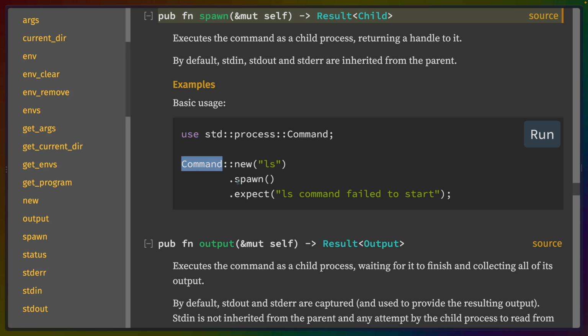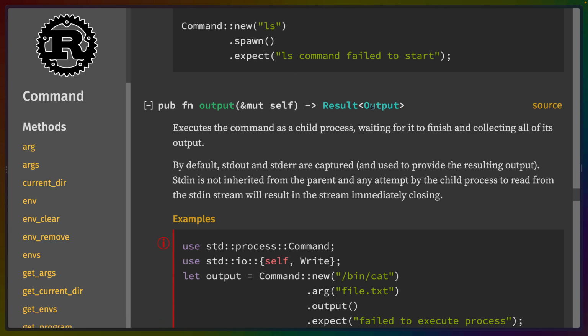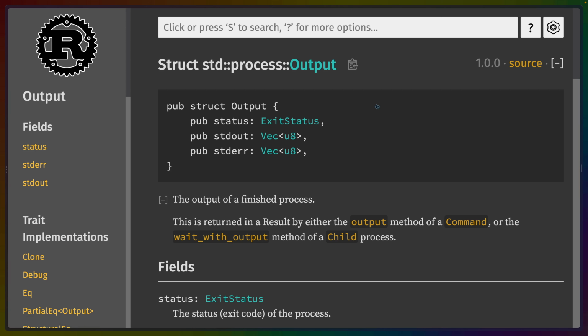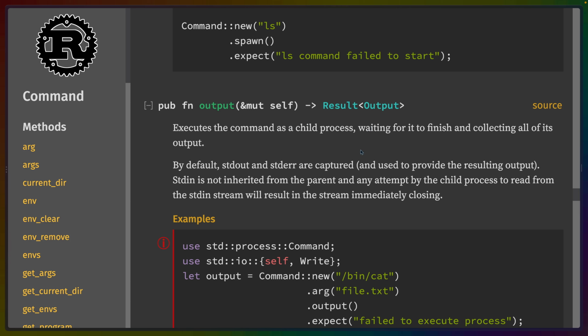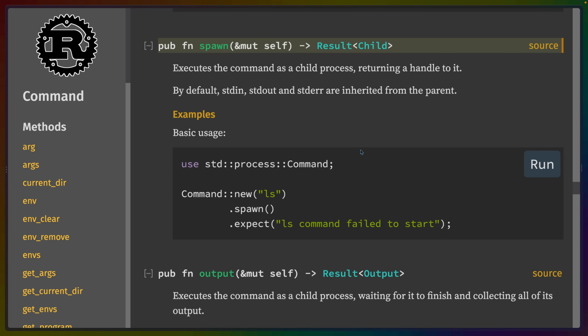So spawn doesn't return a command like all the other .arg and .env do. It returns a result child. And child has standard in, standard out, and standard error, all of the outputs that would come out of running a command on the command line. Similarly, output returns a result output, and output has the exit status and the standard out and the standard error. So depending on what we actually want back, depending on how we want to execute this, we can choose from one of many different finalizer functions.